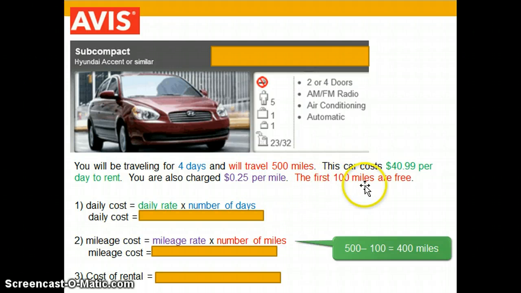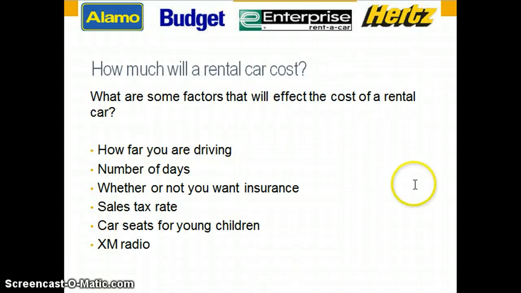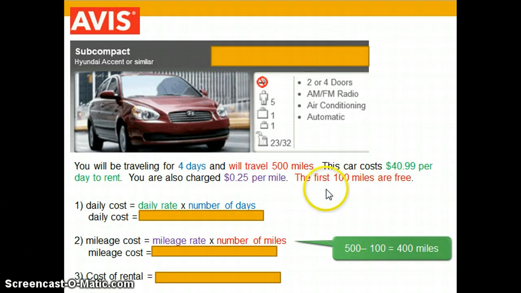The first 100 miles are free, and that's, whoops, just lost my slide there. That's going to play into this as well. So there's 3 steps here. First, you need to find your daily cost, the cost based on the number of days, and then your mileage cost, that's the cost based on the number of miles, and then finally you'll add those 2 together to get your total cost, okay? So your daily cost is the daily rate.